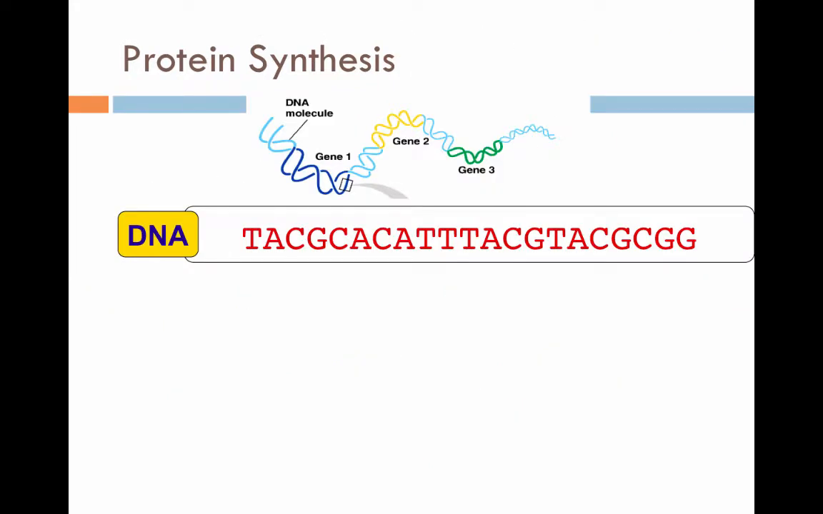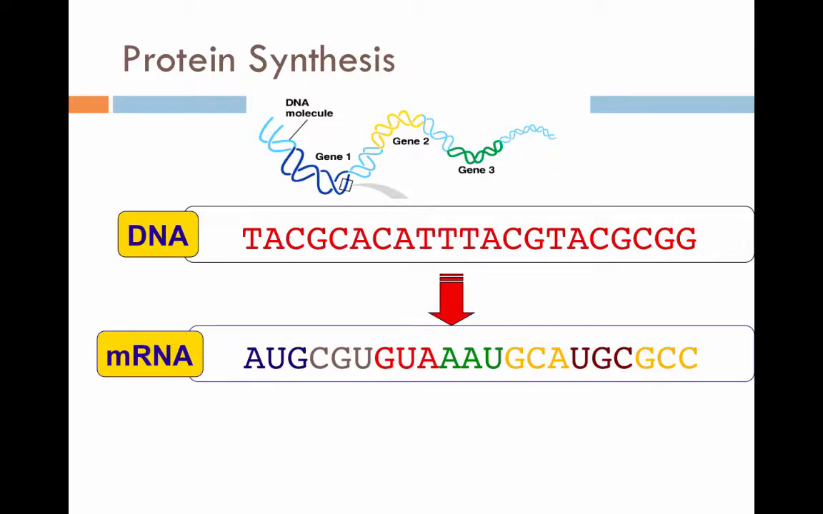This is an example of how it all works. If the DNA sequence is TAC, GCA, CAT, TTA, CGT, ACG, CGG, then after transcription, the mRNA sequence is AUG, CGU, GUA, AAU, GCA, UGC, GCC. Remember, it's following normal complementary base pairing rules.